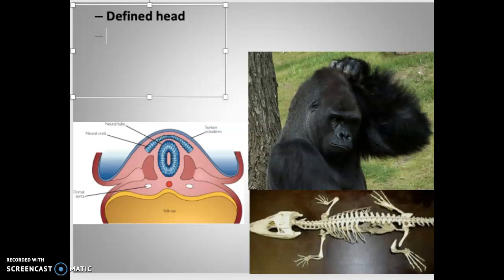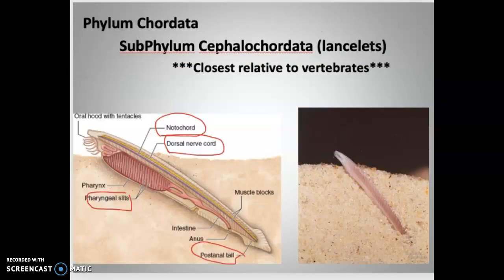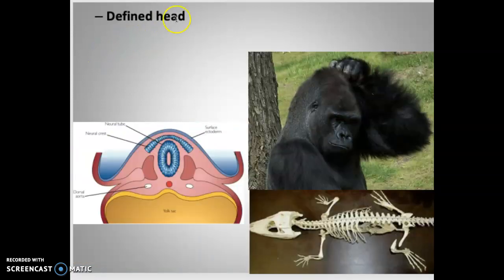So if you're scratching yours right now, think about our big gorilla here. He's got a defined head. That's a key feature of members of our subphylum. We go back up to the tunicate. Where's the head? I'm not really sure it has one. Cephalochordata, you kind of have a head region up here. Not clearly defined, but here, yeah, you got a head. There's a defined head in members of subphylum Vertebrata.